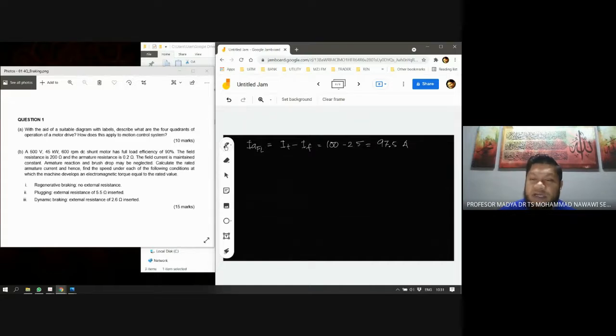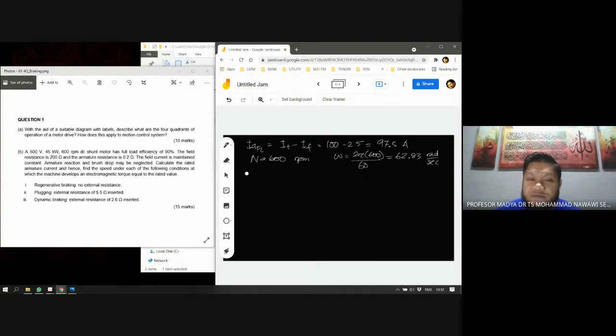Right. So next we look at the speed. You are given it in terms of RPM. N equals 600 RPM. Now you change that to omega, so that becomes 2 pi times 600 divided by 60. That gives us 62.83 radian per second.